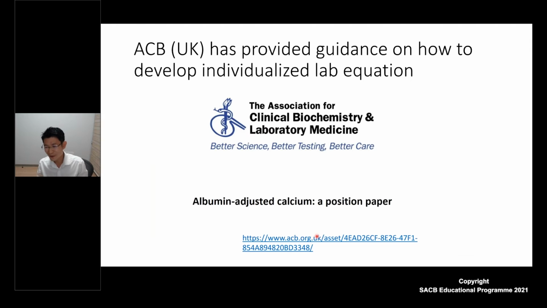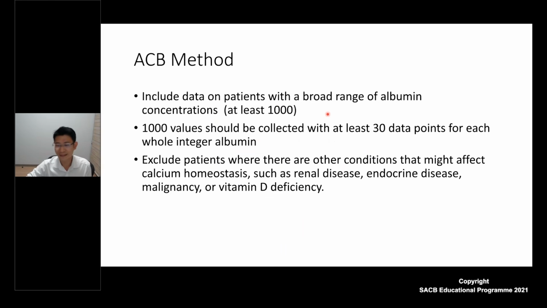Because different labs use different methods for both calcium and albumin, we have the ACB, the Association of Clinical Biochemistry and Laboratory Medicine in the United Kingdom. In 2015, they published an albumin-adjusted calcium position paper that encourages labs to derive their own equations. How do you derive your own equations? Basically, you need to collect 1,000 data points from people.